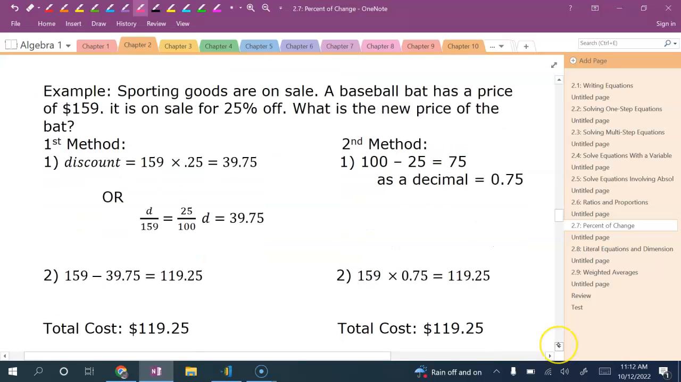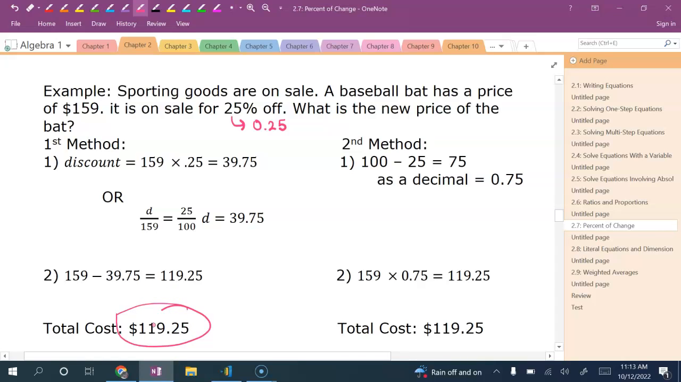So I've got an example worked out here, like I did with sales tax, again showing you how to use those two methods. So we have a baseball bat that is on sale for $159, and it's 25% off. The first method shows that you're taking 159 times 0.25. Again, that came from taking that percentage and writing it as a decimal. And they got 39.75. So that would be the amount that we save. So then you had to take the cost of the bat, 159, and subtract the discount amount, $39.75.